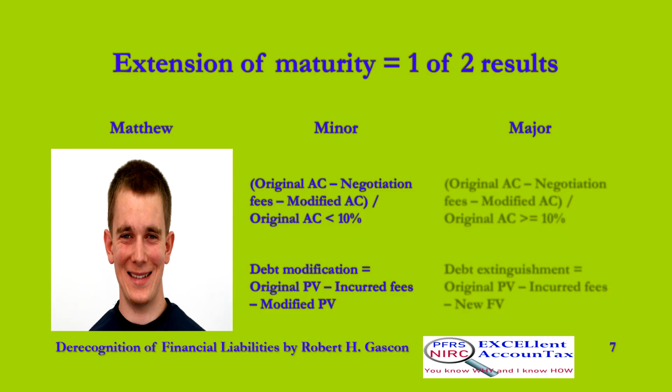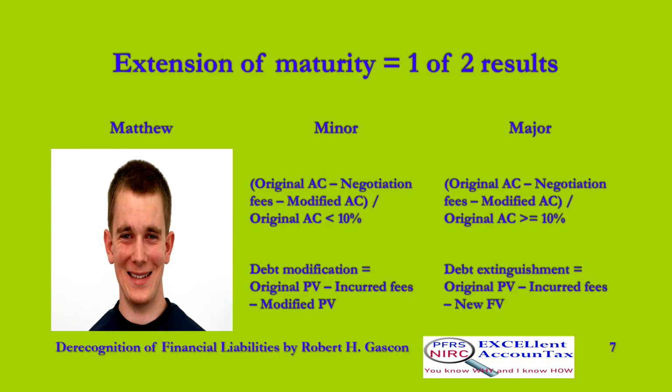When maturity period was extended, that extension is deemed as major, if the amortized cost, immediately before that extension, minus the negotiation fees, upon that extension, minus the amortized cost, immediately after that extension, and divided by the amortized cost, immediately before that extension, is at least 10%.